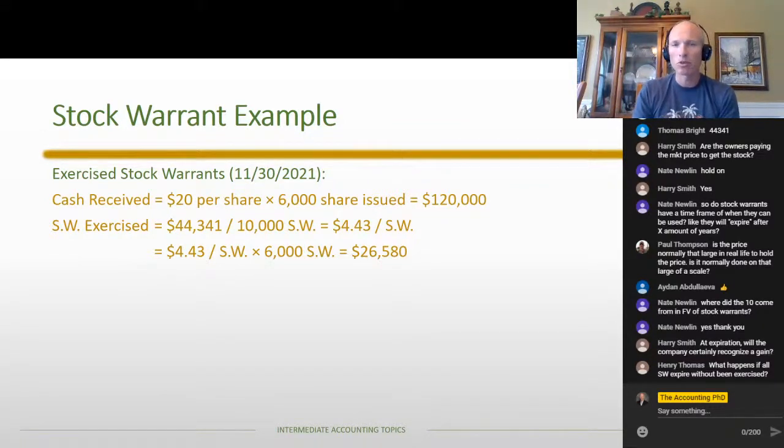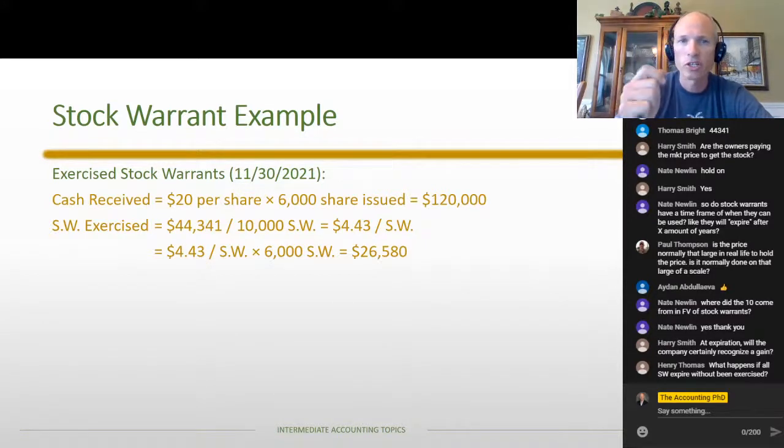The paid-in capital stock warrant account represents options, outstanding options. Well, now these stock warrants are no longer outstanding, so we need to reduce that account balance. I'm going to slow down there just to make sure we're all caught up.